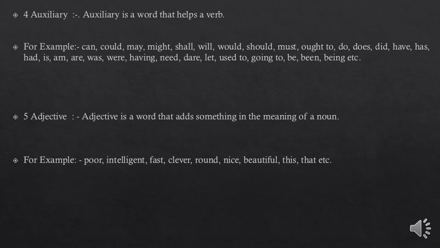For example: can, could, may, might, shall, should, will, would, must, ought to, do, does, did, have, has, had, am, is, are, was, were, having, need, dare, let, used to, going to, be, been, being, etc. These types of words are used in English grammar as auxiliary verbs. An auxiliary verb provides support or help to the main verb.